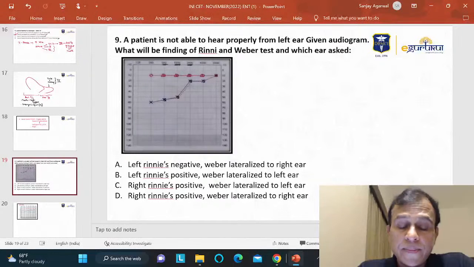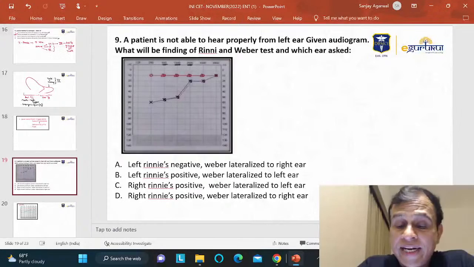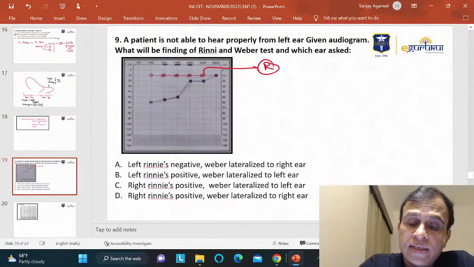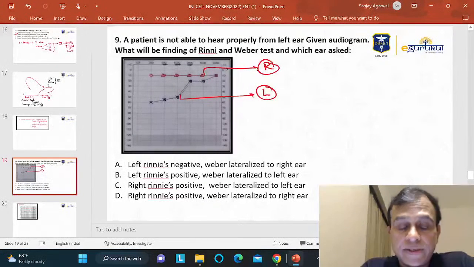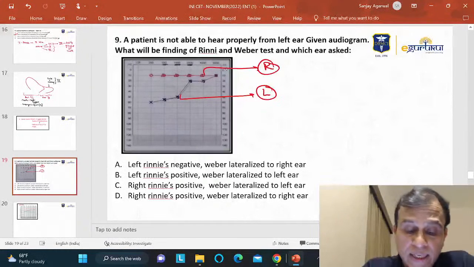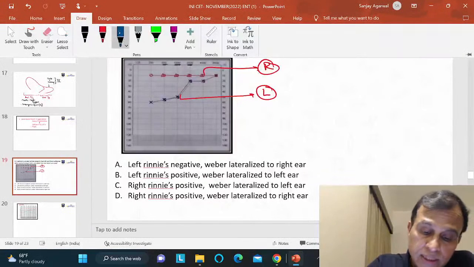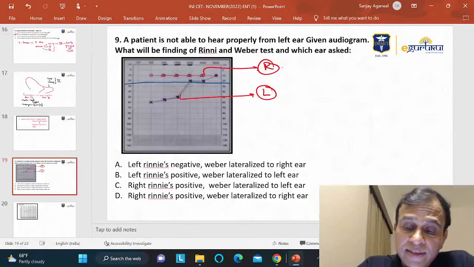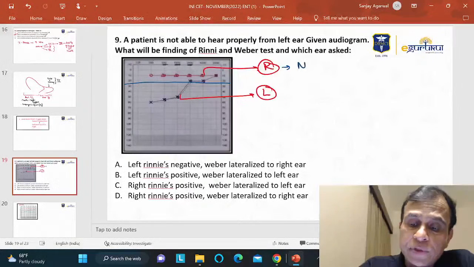So what you see in this audiogram is, the red line is for the right ear, and the blue one is for the left ear, isn't it? L for left ear. Now if you see the red one, both AC and BC are overlapping, and this is your 25 mark. This is the 25 mark roughly. So right, both AC and BC are within the normal range, above the 25 mark. So right is absolutely normal.